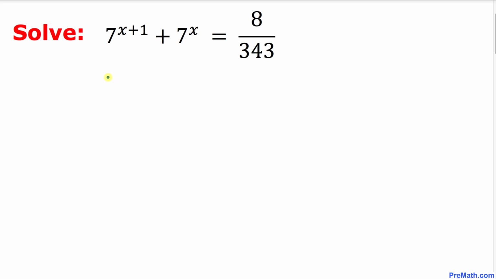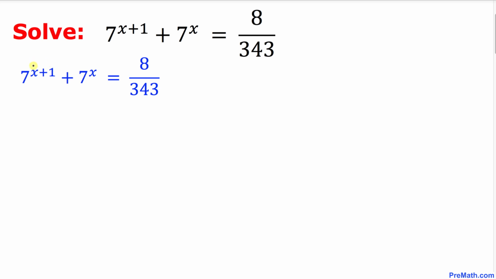As you can see, we have 7 power x plus 1 plus 7 power x equal to 8 over 343. So let's go ahead and get started with the solution. And here I have copied down this problem, as you can see.